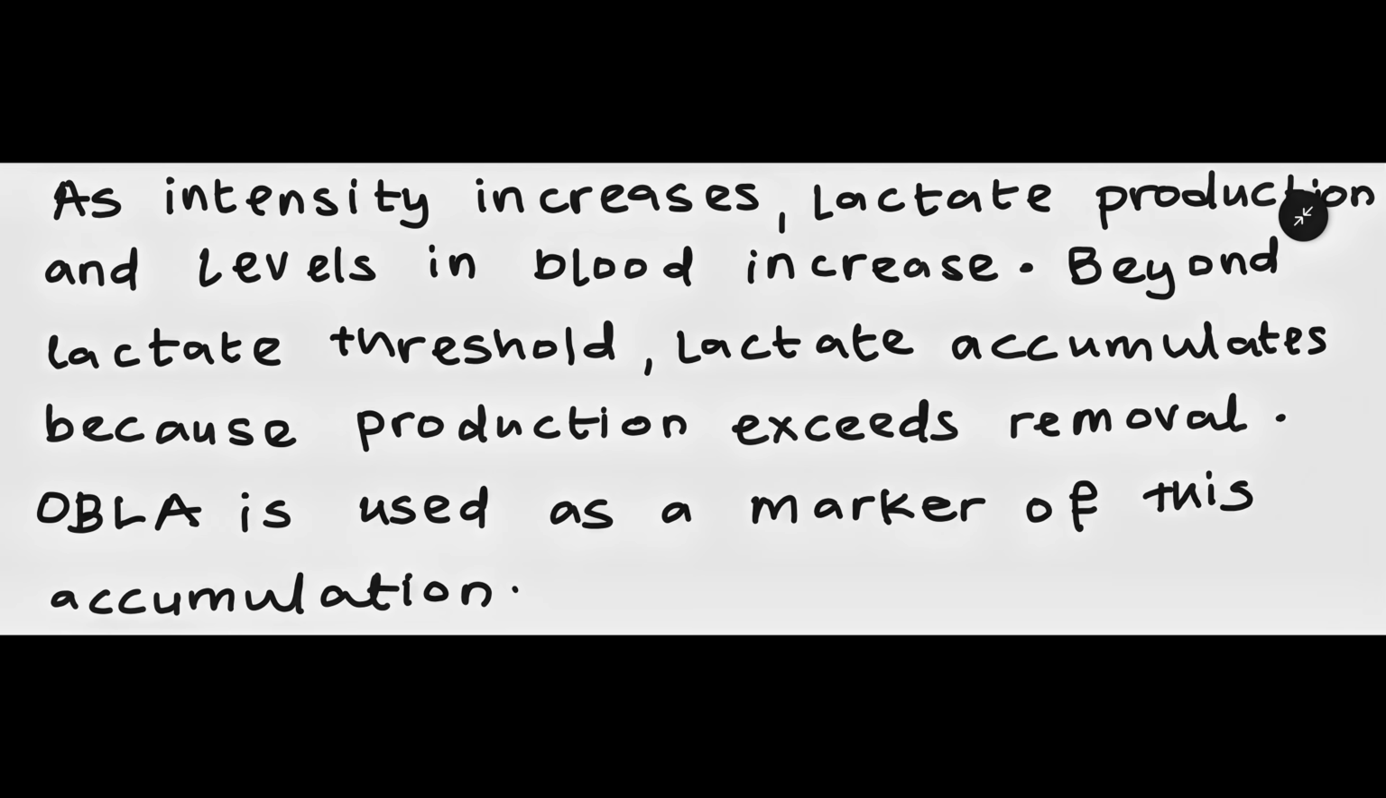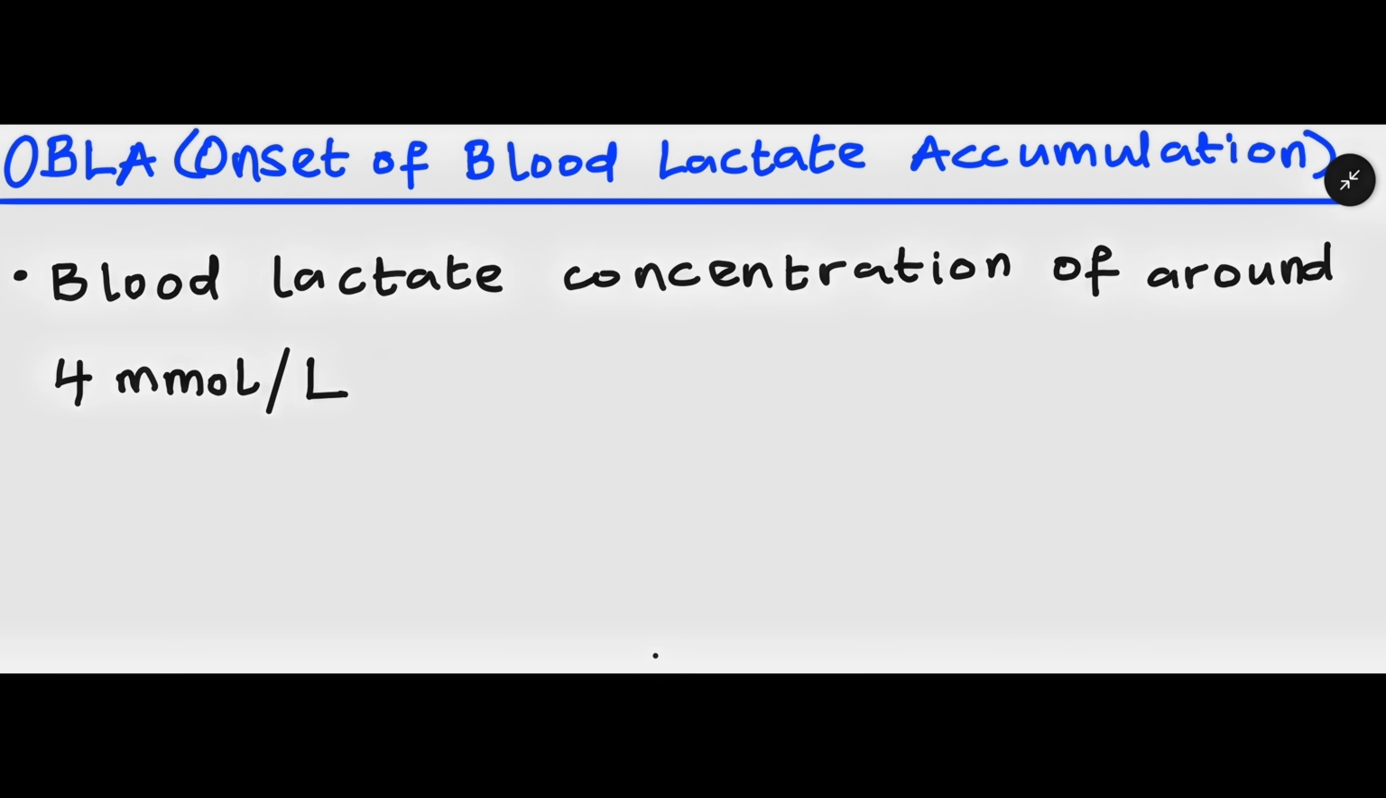Now let's add OBLA, which stands for onset of blood lactate accumulation. This is commonly linked with a blood lactate concentration of around 4 millimoles per liter. In practical terms, OBLA is used as a marker in testing to indicate a significant rise in blood lactate. A very important exam nuance is this: lactate is not just useless waste. In real physiology, it is part of normal metabolism. But in A-level PE answers, you focus on the exam specification: lactate accumulation, lactate threshold, OBLA, and how they affect sprint and power performance. Now let's move to the energy continuum.